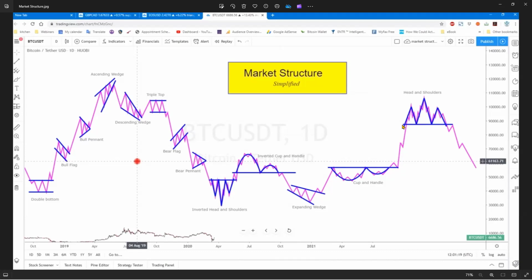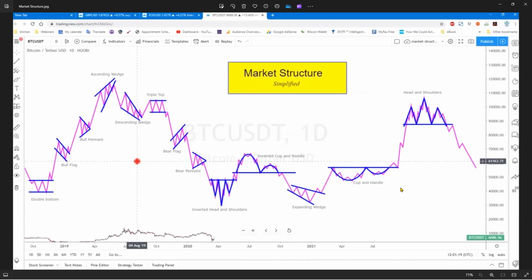And lo and behold, head and shoulders. Once you see a head and shoulders, you'll understand that a head and shoulders pattern is a reversal pattern. And all of a sudden, it starts to trend lower. So these are the different patterns that happen within a trading cycle.